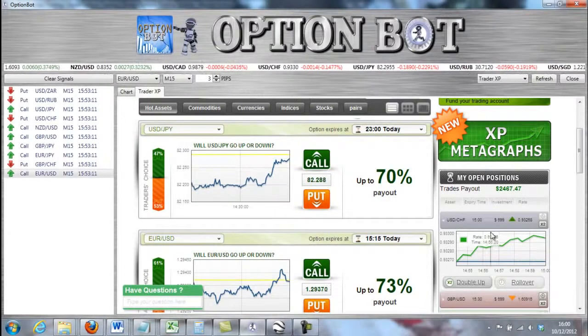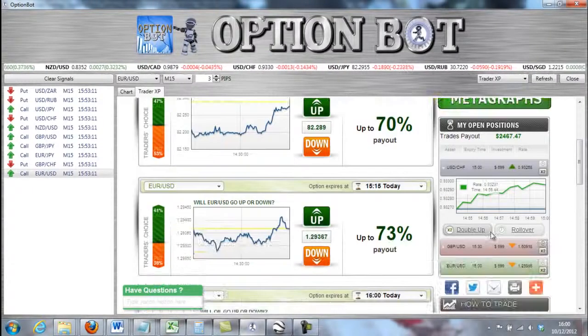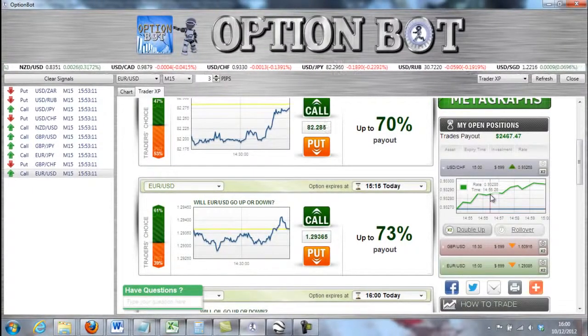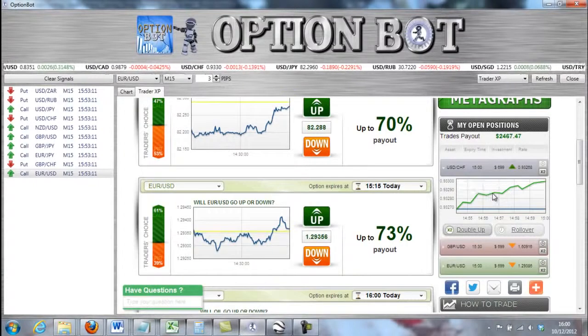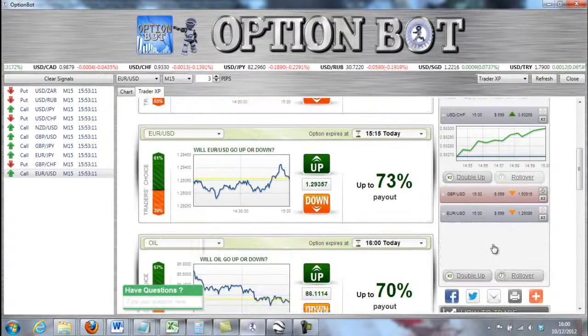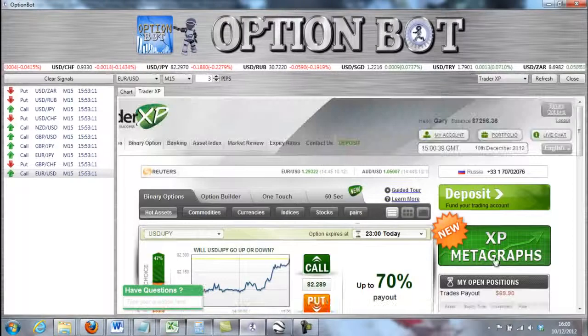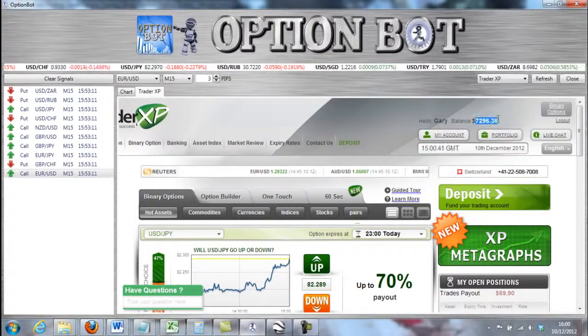On USD CHF, probably would have been better off to... Oh, it did go up. Okay, so yeah, that's paid out. That's a significant profit. Euro USD can't seem to load for some reason. Okay, well, oh, there we go. My balance has gone up quite a lot.